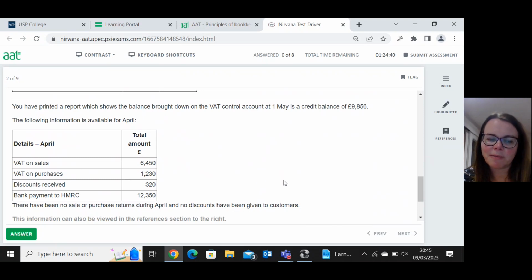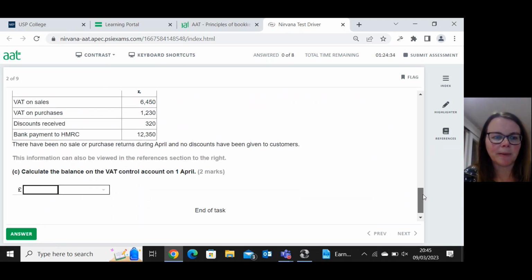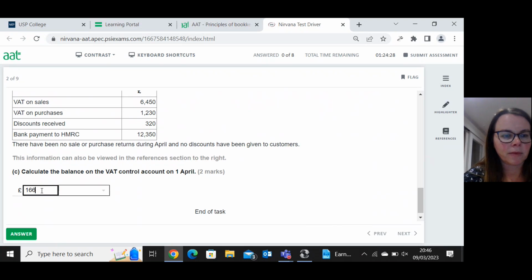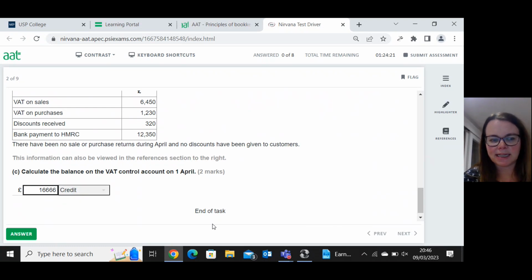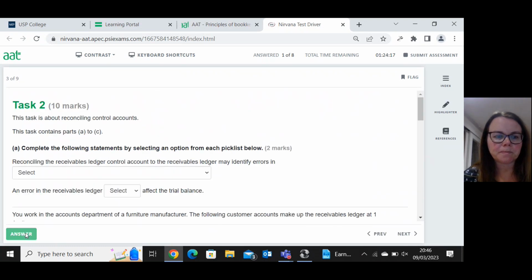So I know you're having to imagine this, but if you then balance off, you will find the missing number, which represents the opening balance on the 1st of April, which will be a credit of 1666. Okay. Task 2, reconciling control accounts.